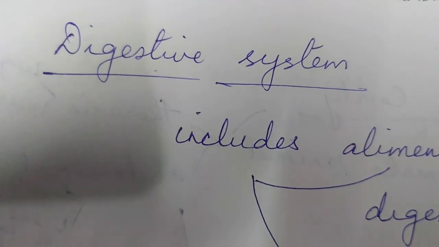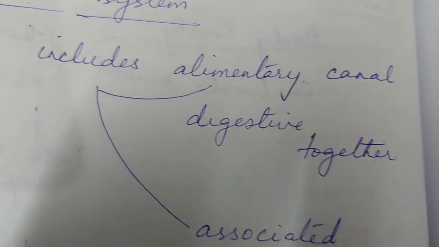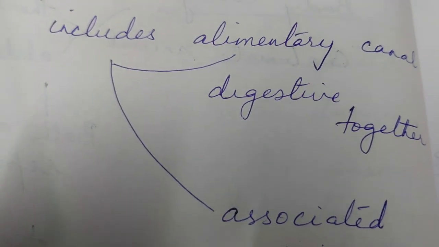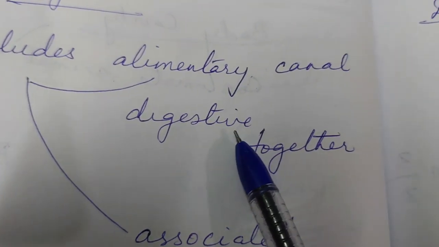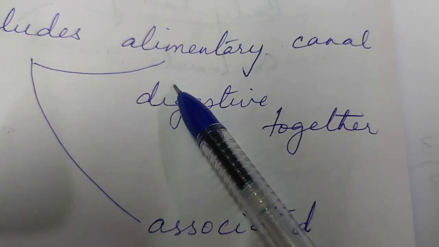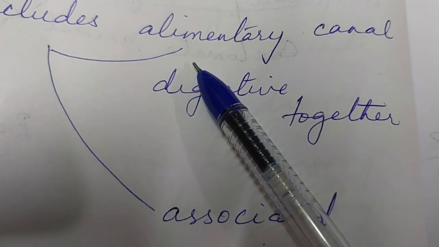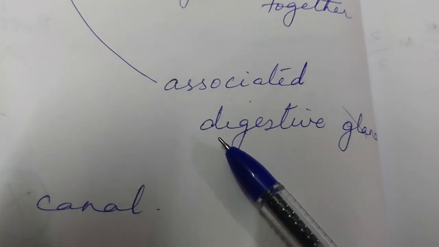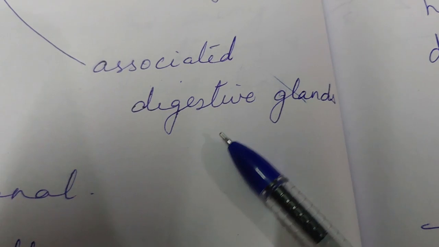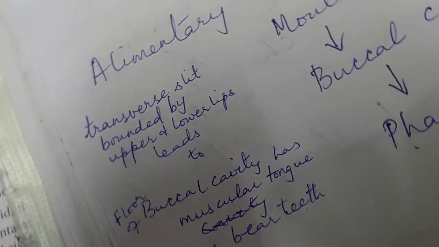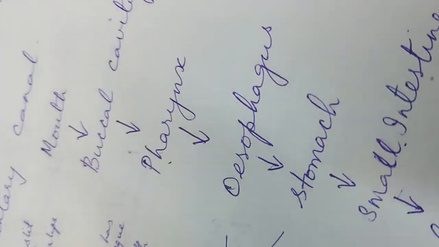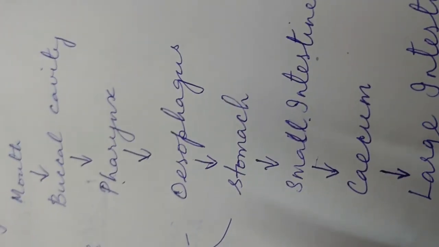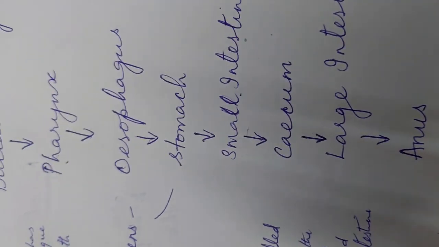Coming back to the digestive system, it includes the alimentary canal and digestive glands together. The alimentary canal is otherwise the digestive canal. From mouth to anus is called the alimentary canal. And it has associated digestive glands also. We'll have it in a nutshell, starting from the mouth to the anus. Okay, this is about the alimentary canal.